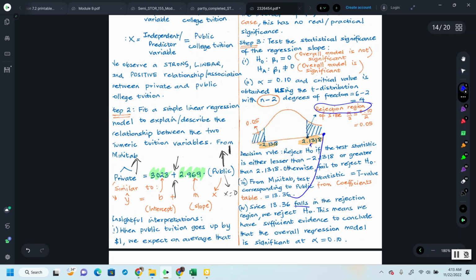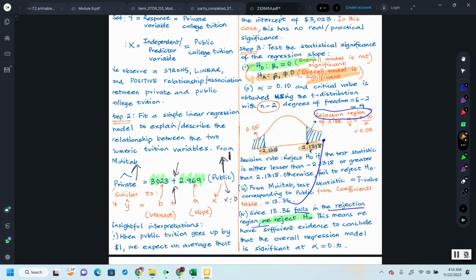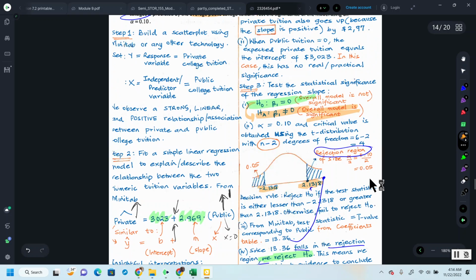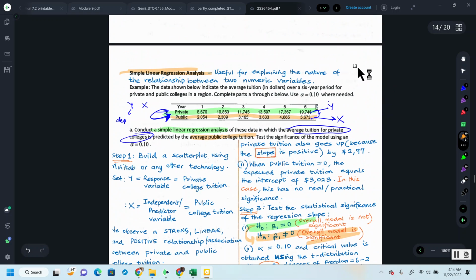Since it falls in the rejection region, it means it will cause us to reject the null hypothesis. So we are rejecting this guy, which is saying that the slope is 0, and that means we're going in favor of the alternative hypothesis, which is saying that the overall slope of the model is significantly different from 0. And so we can make that conclusion at alpha equals 0.10 level of significance. So with that done, we have come to the end of the question on page 13 of your notes.